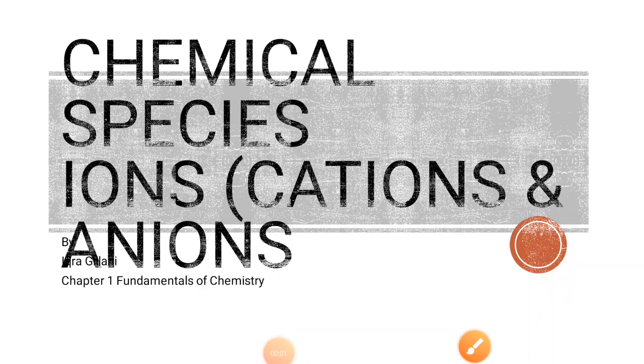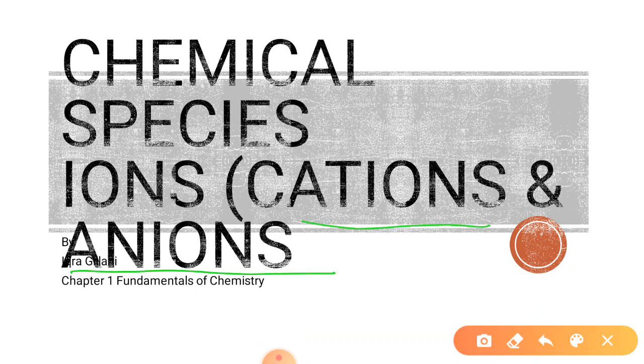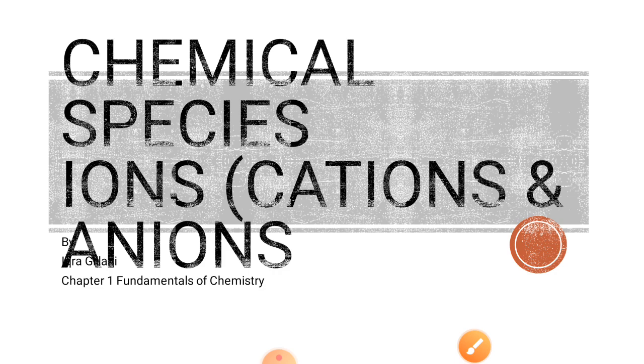Dear students, the topic we are going to start today is chemical species, in which you will study about ions. There are two types of ions, cations and anions. So let's get started.